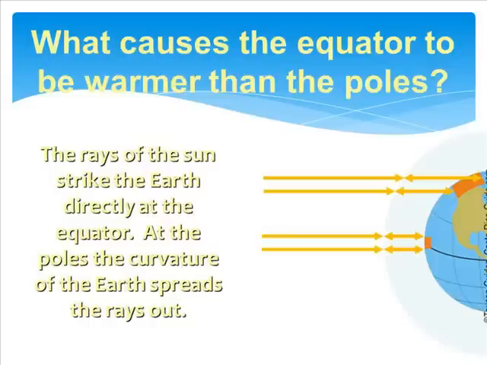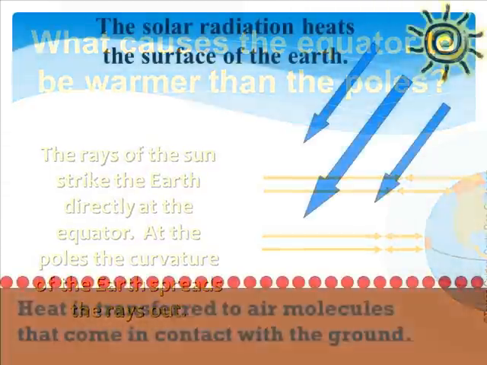The rays of the sun strike the earth directly at the equator, but at the poles, the curve of the earth spreads the rays out. This is like when you use a magnifying glass. If you aim it, you can make a very tight beam. Otherwise, the light spreads out.